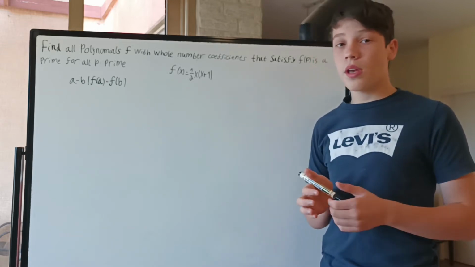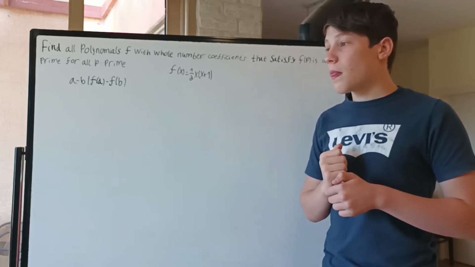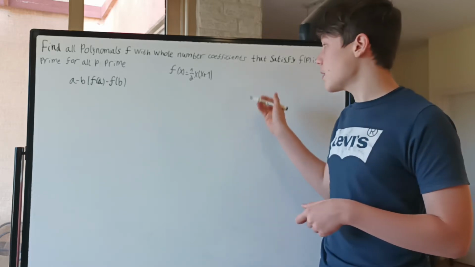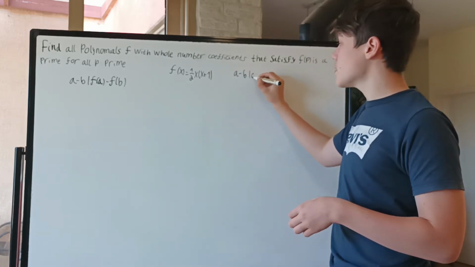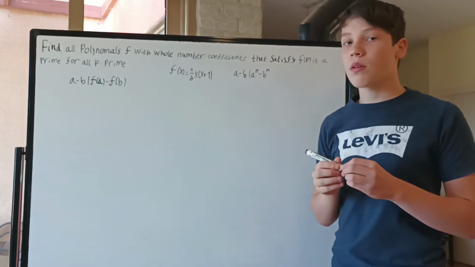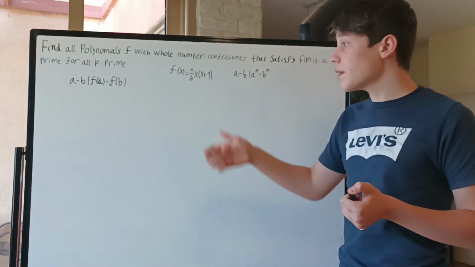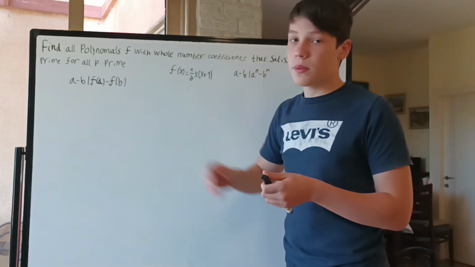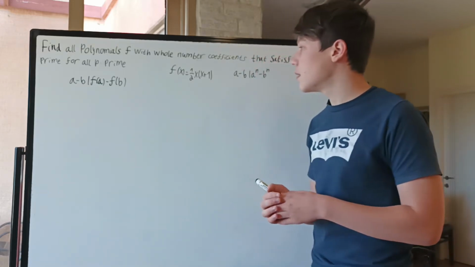You can prove this for yourself. It's pretty easy to prove. I suggest if you try to prove this, first of all, show that a minus b divides into a to the n minus b to the n for every power n that is at least 0, and then you can clearly see why this would be true. So now let's use this.